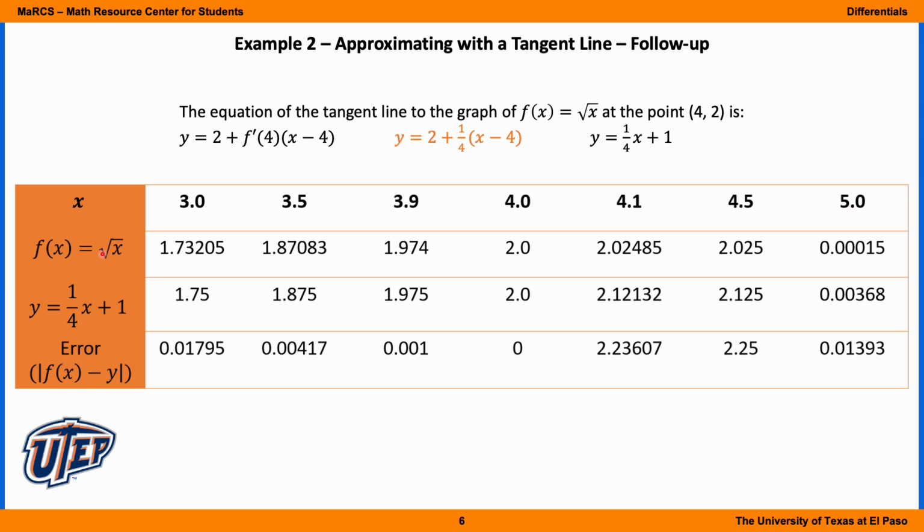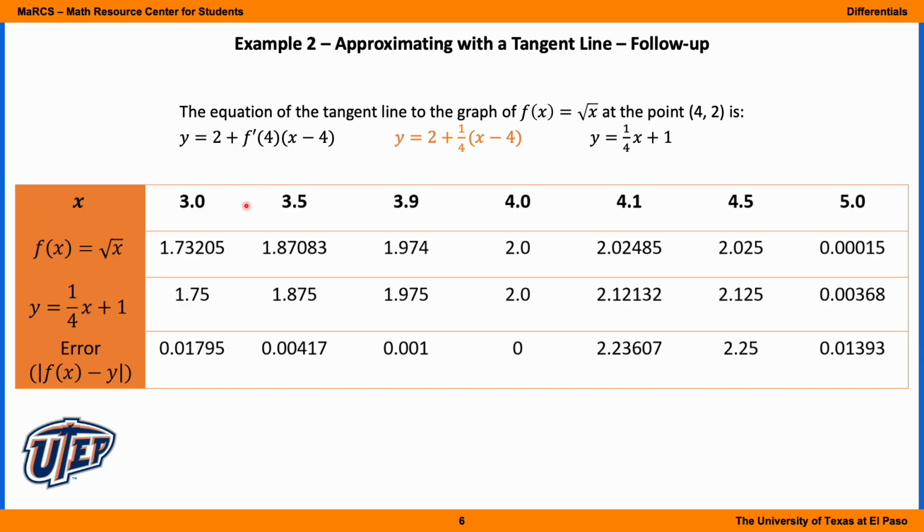Right here we will be evaluating our original function f of x at each of these x values. And then for this third row, we will be evaluating our tangent line at each of these values. And then our last row would be the error. So the original function evaluated at each of these values minus our approximation function evaluated at each of these values, and we're taking the absolute value.